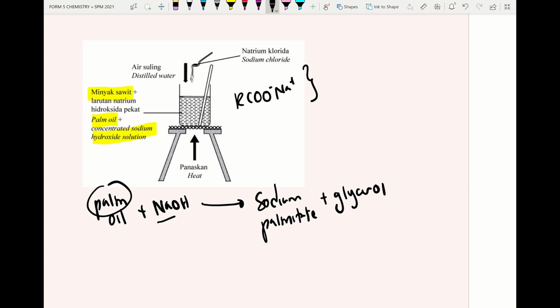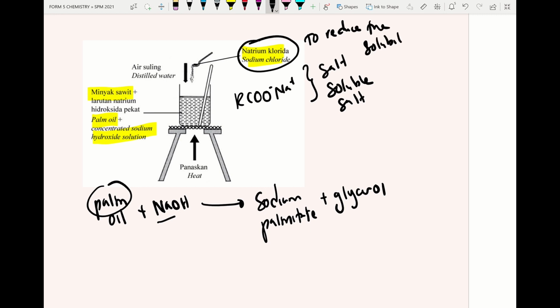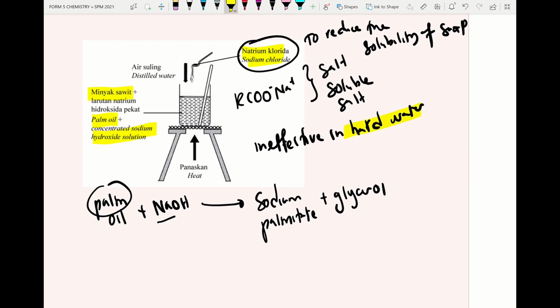Please remember, this salt or soap is a soluble salt. It is very difficult to precipitate the salt, so we need sodium chloride. If in the exam they ask what is the function of sodium chloride, it is to reduce the solubility of soap, so that the maximum amount of soap can be precipitated. This soap is ineffective in hard water. Examples of hard water are sea water or lime water. Hard water contains a high percentage of calcium ion and magnesium ion.